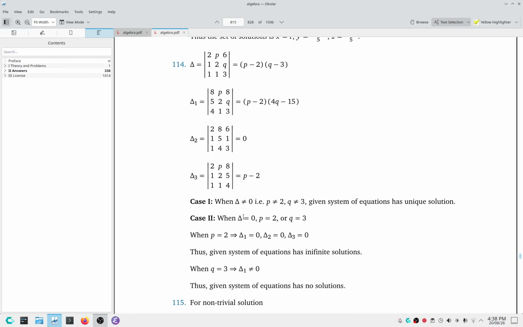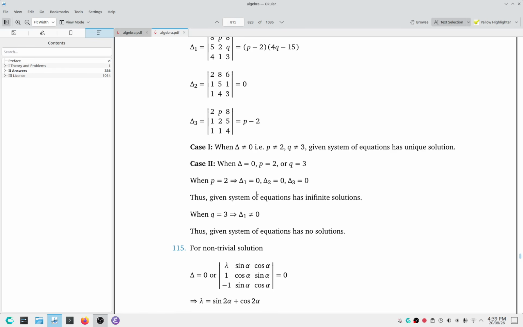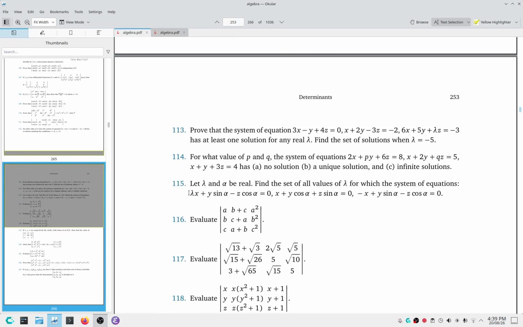Case 2 is when delta is equal to 0, p is equal to 2 and/or q is equal to 3. P is equal to 2 implies delta 1 is equal to 0, delta 2 is equal to 0, delta 3 is equal to 0. So the given system of equations has infinite solutions. When q is equal to 3, delta 1 is not equal to 0 and thus the given system of equations has no solution.